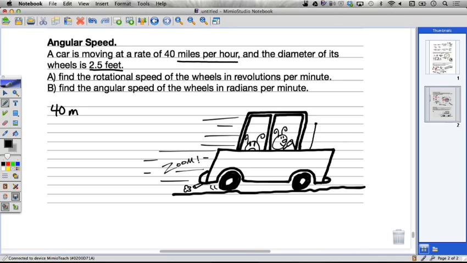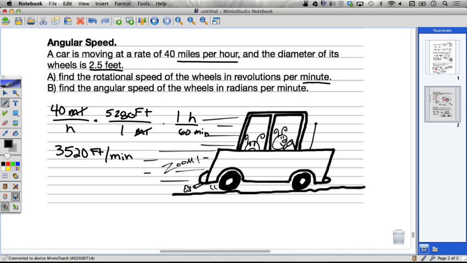So 40 miles per hour. I want to convert that into at least feet per hour. Listen carefully. We'll convert this to feet: 5,280 divided by 1 mile, and so the miles cancel. We need to go to revolutions per minute, so let's convert to minutes. We have to get rid of hours, so 1 hour is the same thing as 60 minutes. When you multiply 40 times 5,280 divided by 60, you get 3,520 feet per minute.